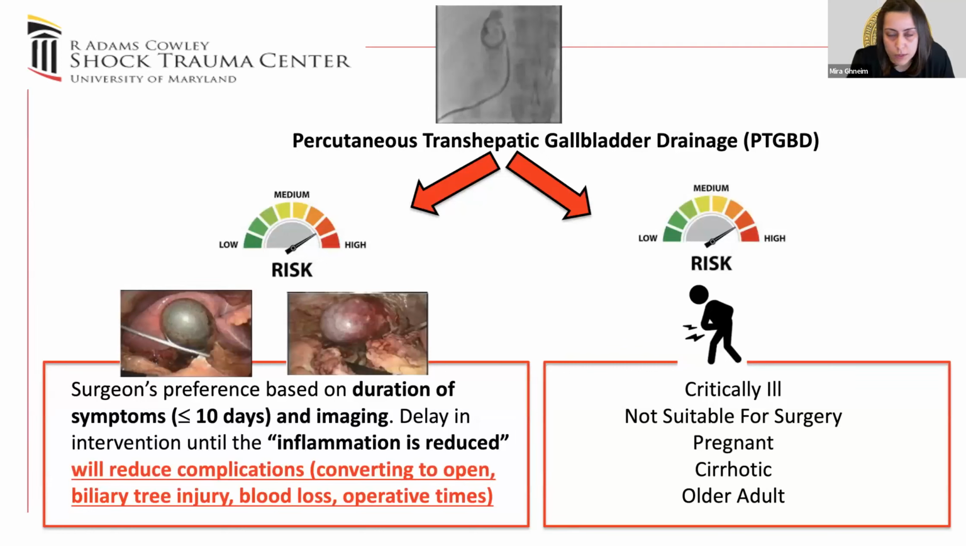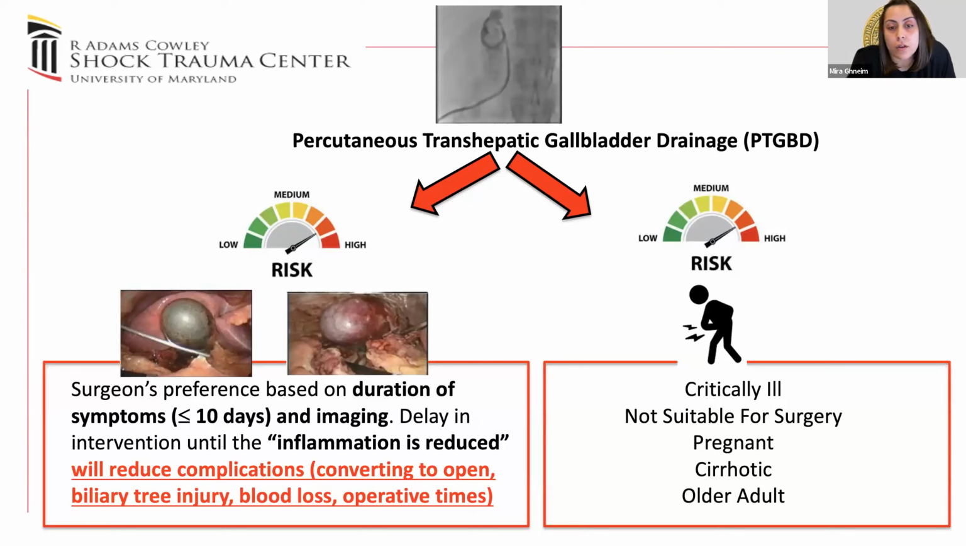And in my mind, I think 2 kinds of populations existed: the high-risk gallbladder itself, which was defined in terms of symptoms. So how long has the patient had their symptoms? How inflamed does the gallbladder look on ultrasound? And maybe if we drain it, then it will cool off, and then maybe we will reduce complications like converting to open, bile tree injury, blood loss, and operative times.